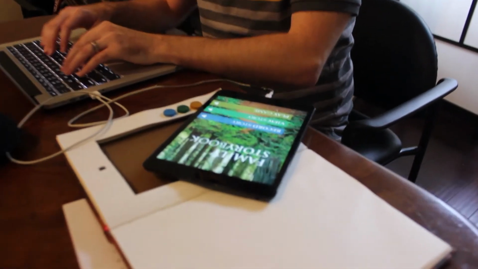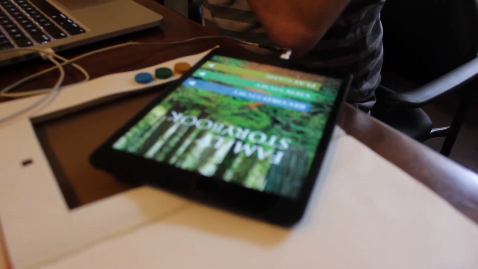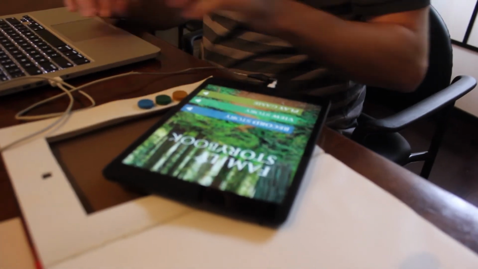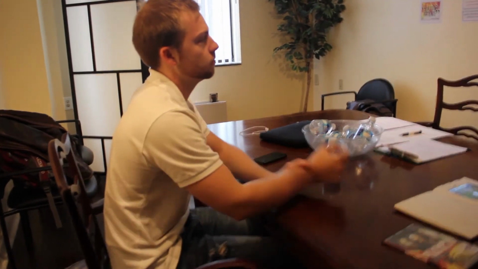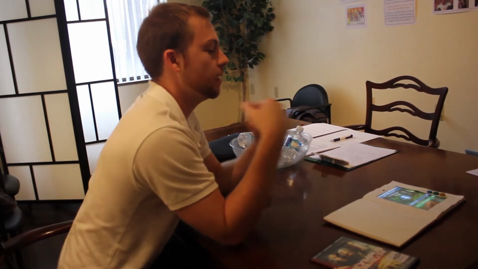User testing also revealed some areas for improvement. Some users had issues with color identification due to color blindness or degrading eyesight. They recommended using shapes or some kind of texture on the buttons to help them make the connection to what was displayed on the screen.